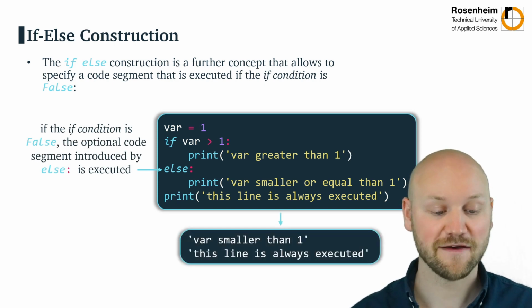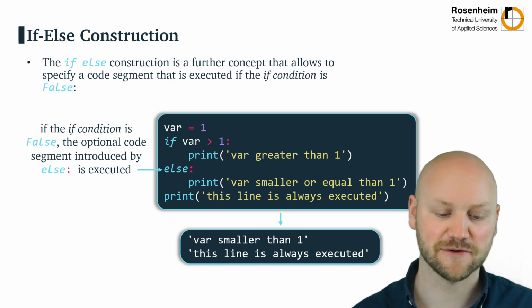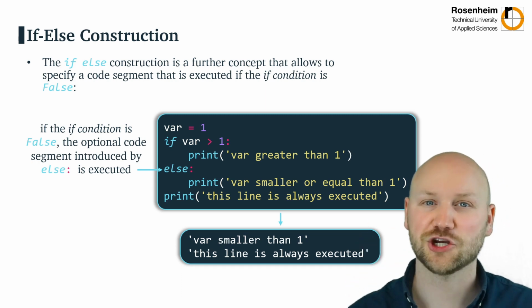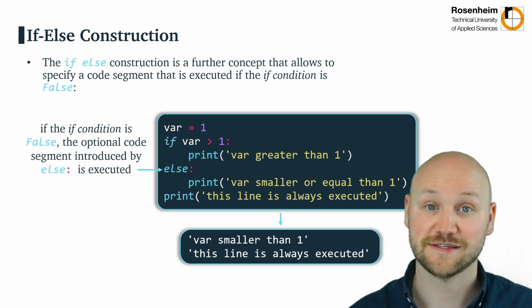Again, we have a similar syntax as in for loops and as in if conditions. We have the else, then the colon, and then the alternative control flow when the if condition was not satisfied.